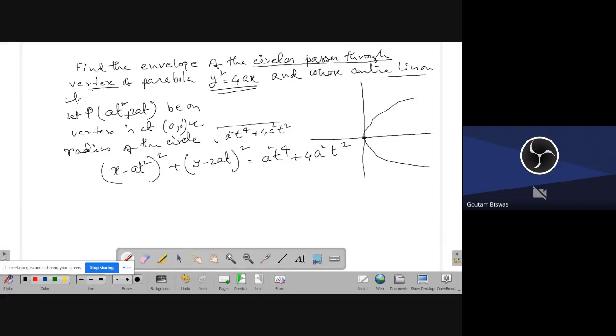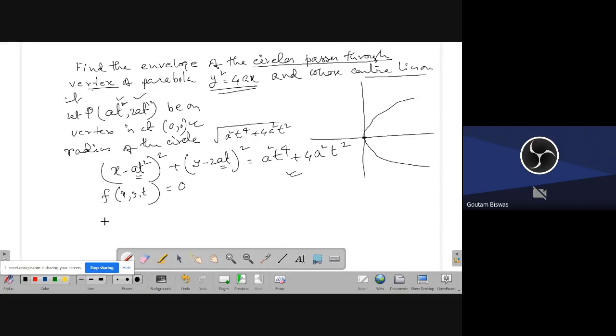Let P be on the parabola. So the center is here. Any point on the parabola is this, and the center lies on it. So the circle centers are the points on the parabola. So this is the center. So (x minus alpha) whole square plus (y minus beta) whole square is the radius square. This is the equation. Understood? If you simplify it, you will get an equation f of x, y, and t, where t is the parameter. Understood?